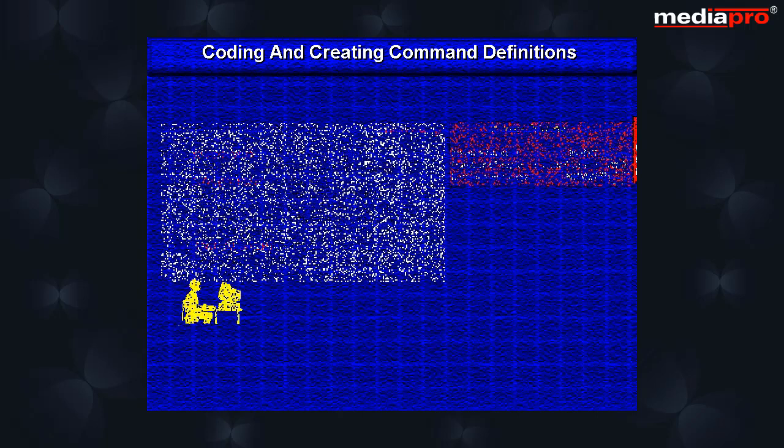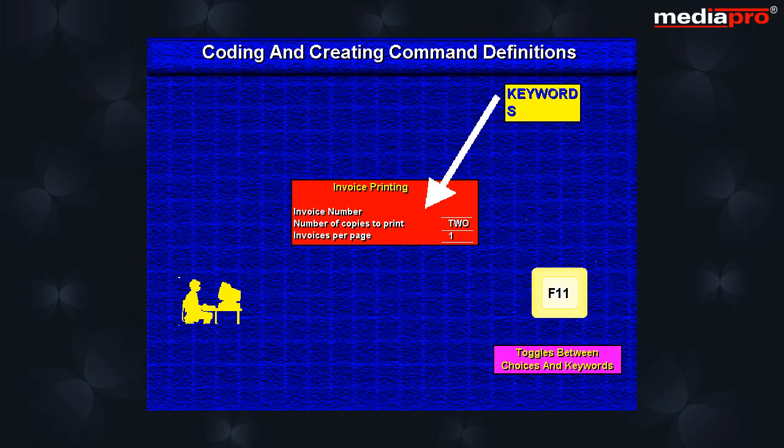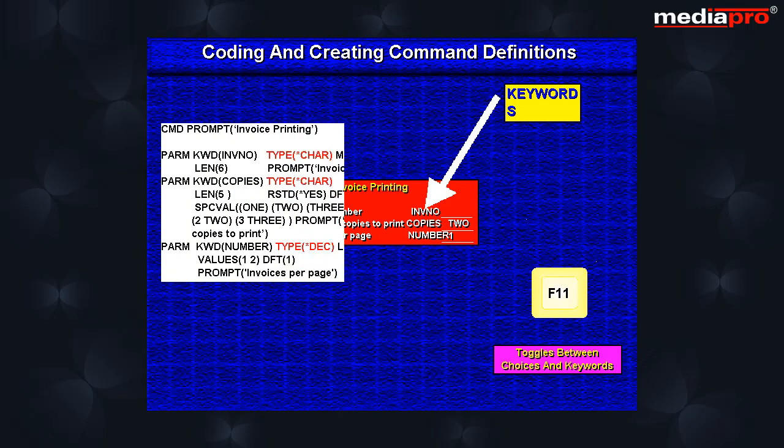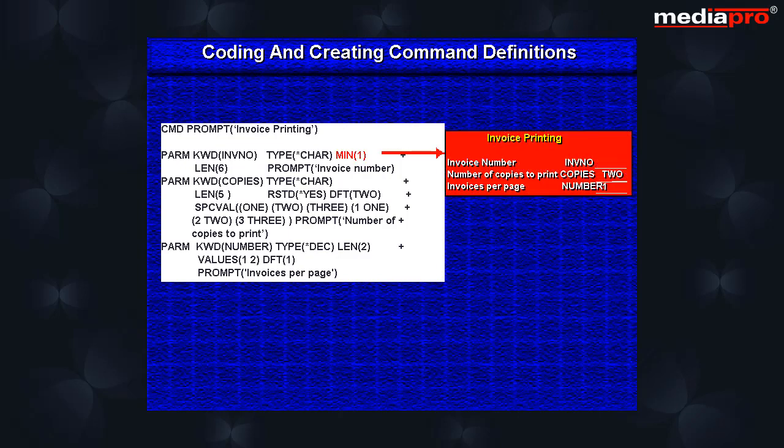Normally, a user is shown the choices for a particular parameter. However, the keywords will be displayed on pressing the F11 key, which is a toggle key that is used to switch between choices and keywords. The type and length parameters identify the data type and length of the respective parameters. The minimum parameter is used to specify that this is a required parameter. The user has to enter a value for this parameter.